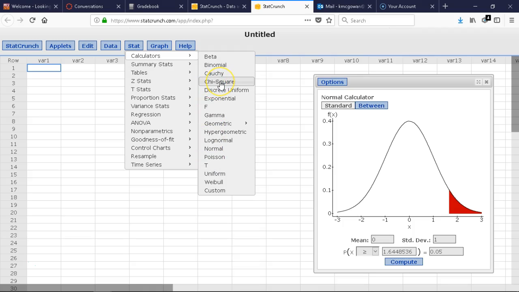It's, I think, similar for chi-square as well. I don't think there's anything strange about the chi-square distribution other than degrees of freedom that you should need to specify.